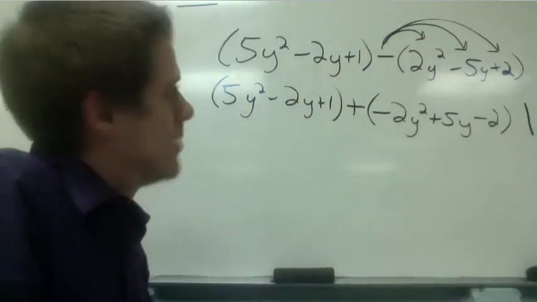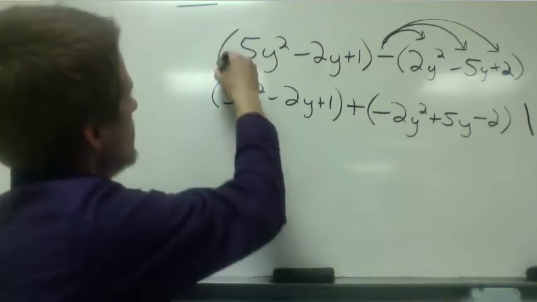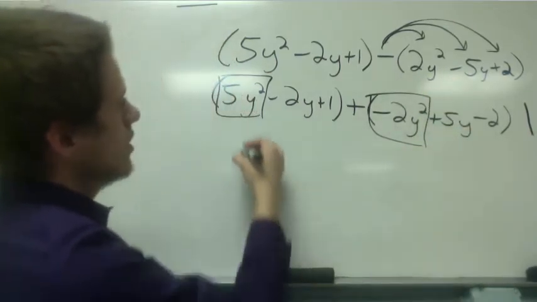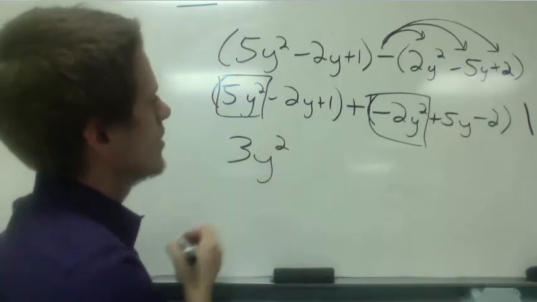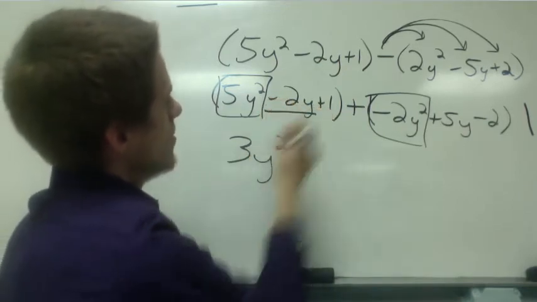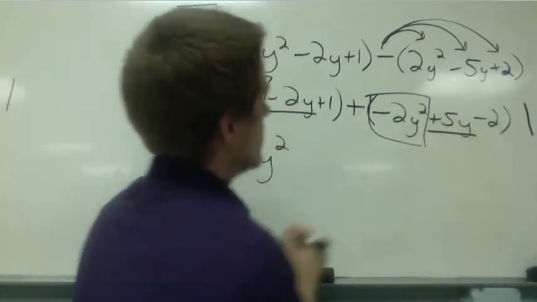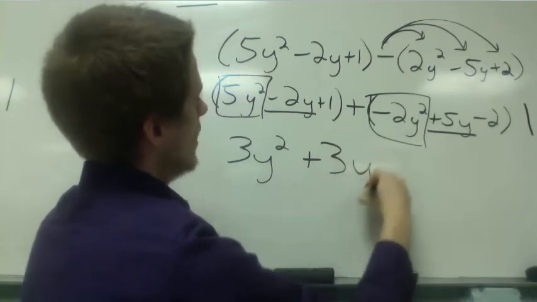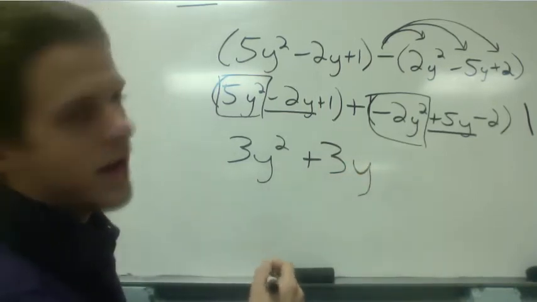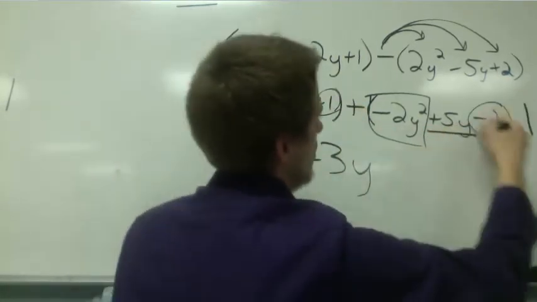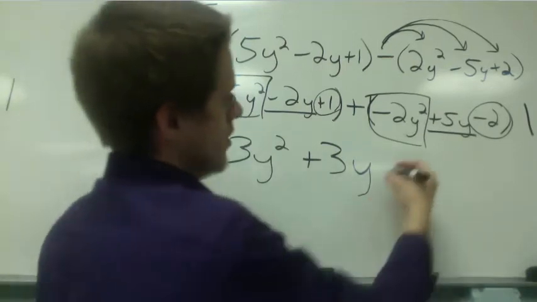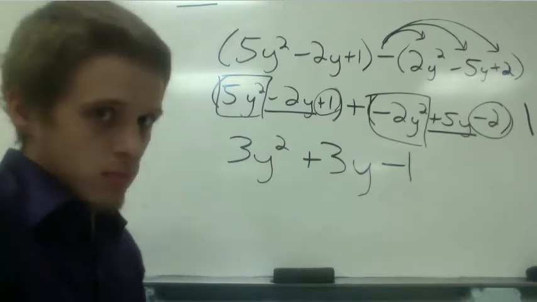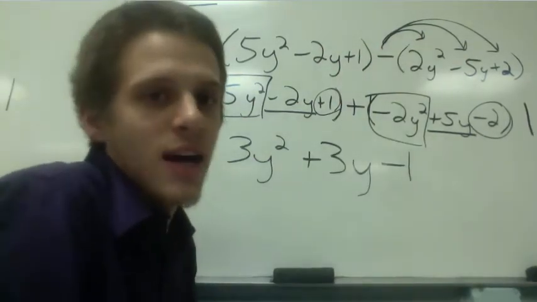Now we can go combine like terms. 5y squared, you can combine that with negative 2y squared. So you'll get 3y squared when you add those together. Minus 2y plus 5y give you a plus 3y. And then our last constants, plus 1 and a minus 2. When we add those together, you're going to get a minus 1. So subtraction, the only additional step is to distribute that negative sign on the inside.